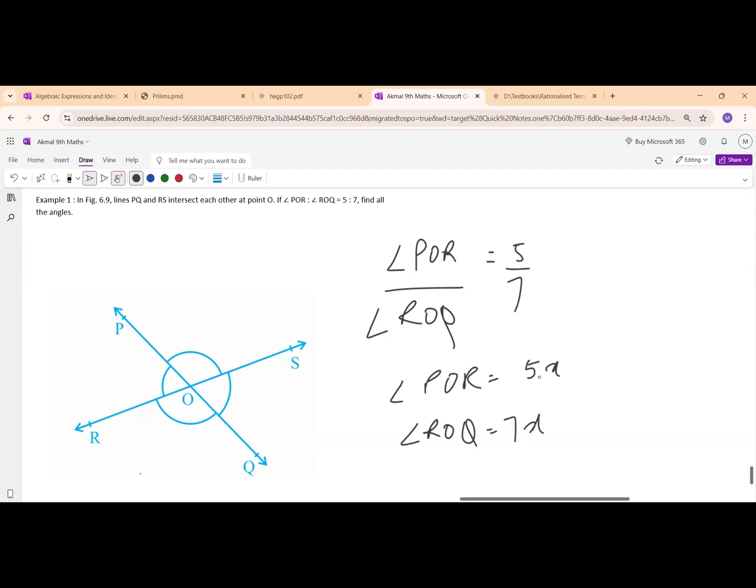Okay, Akmal? Because it is a multiple of 5. If x is 1, it is 5. If x is 2, it is 5 into 2, that is 10. If x is 3, it is 5 into 3, that is 15. But we know that it is a multiple of 5. Okay, Akmal?